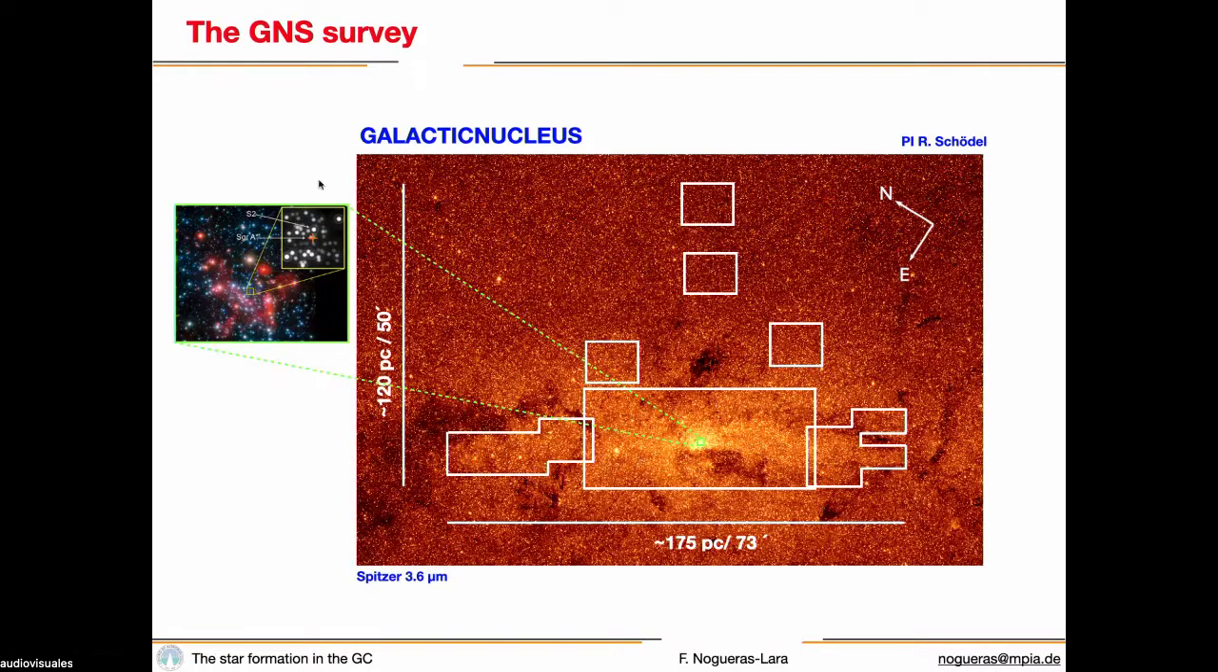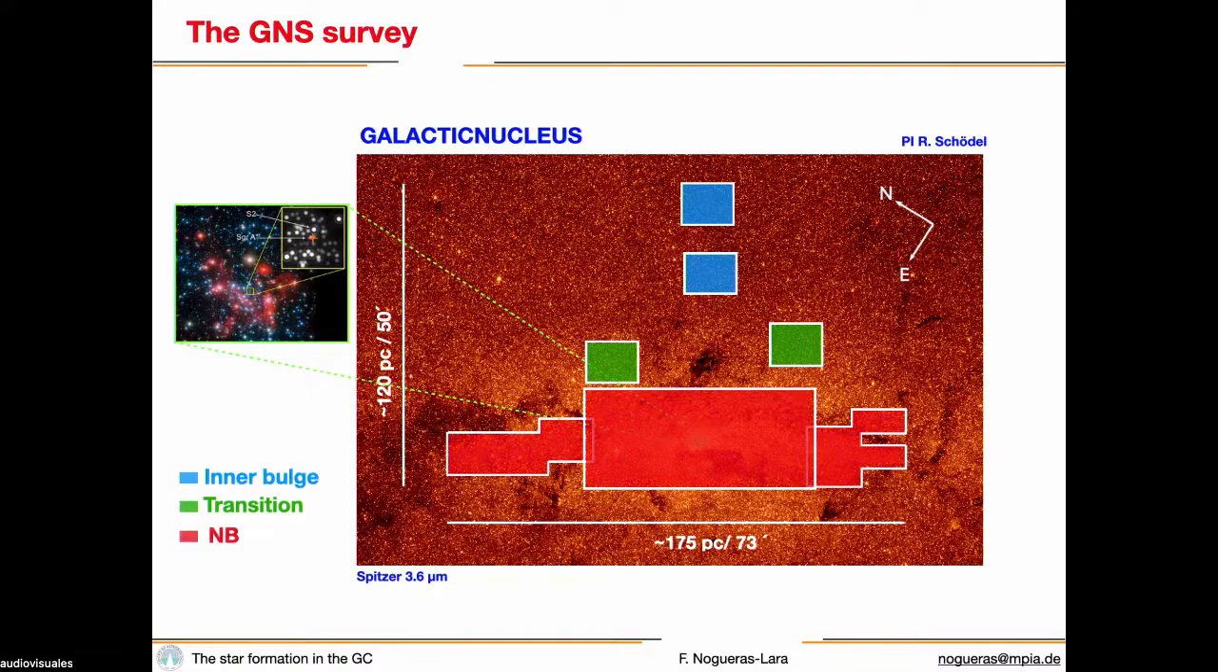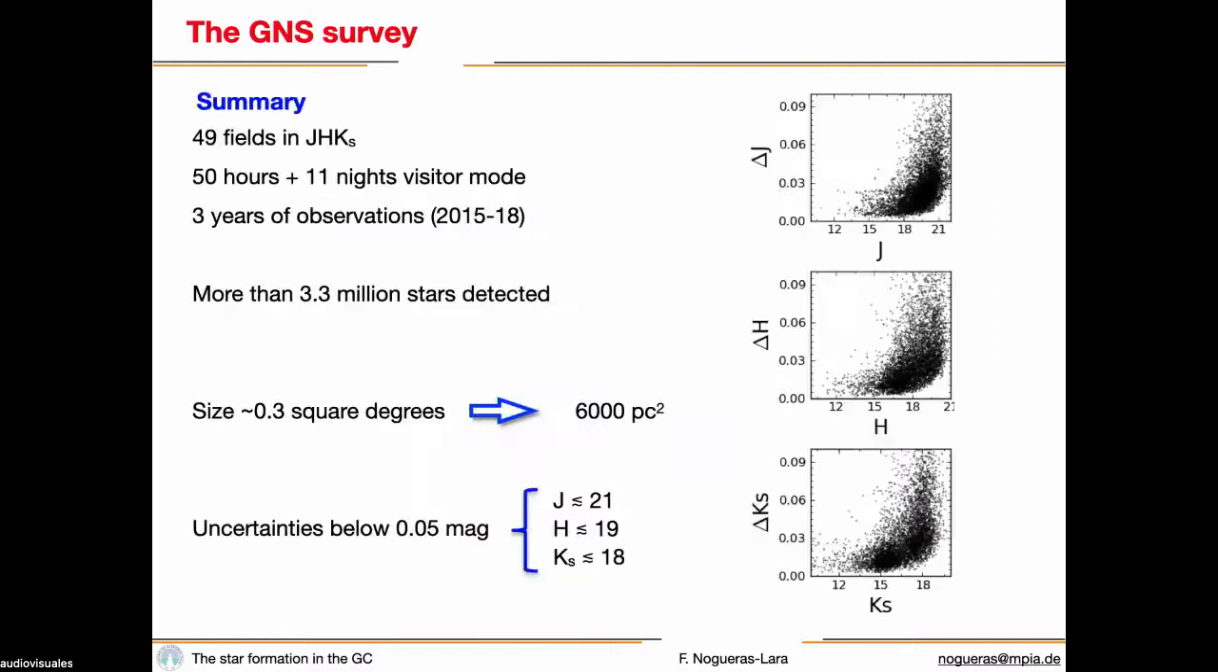So with the Galactic Nucleus Survey, we cover different areas. Some of them are in the inner bulge, the inner galactic bar. Then we also have some regions in the transition area between the galactic bar and the nuclear bulge. And finally, we have the innermost regions of the nuclear bulge, as you can see here. So this is a summary of the Galactic Nucleus Survey. In total, we cover around 50 fields in 3 near-infrared bands, where the extinction is relatively low and we can study stars: J, H and Ks.